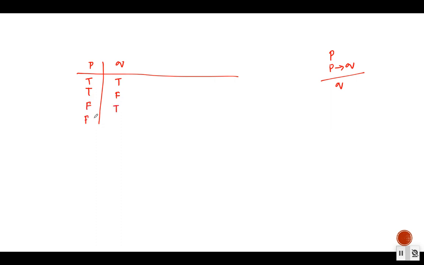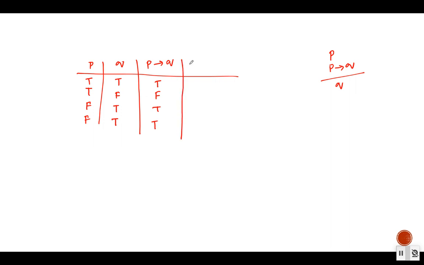So we have this argument here, it looks like this: P, P implies Q. These are our hypotheses. Our conclusion is Q. So let's just quickly draw a truth table. So we have P and Q. So we have P implies Q. P implies Q is going to be true, false, true, true.